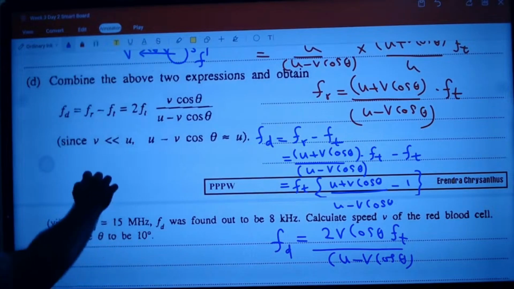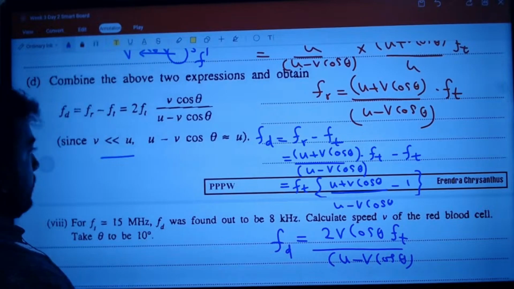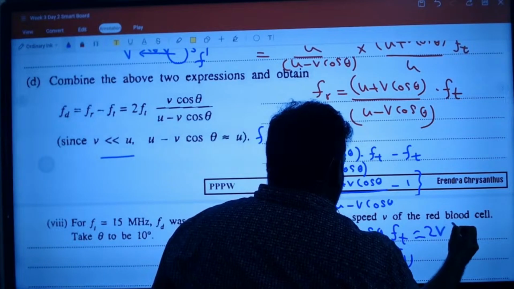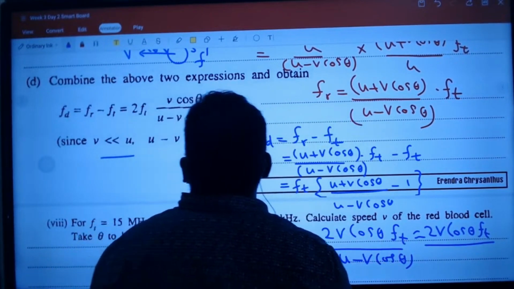Since V is very small compared to U, U minus V cos theta can be approximately equal to U. So here I can say 2V cos theta ft divided by U.